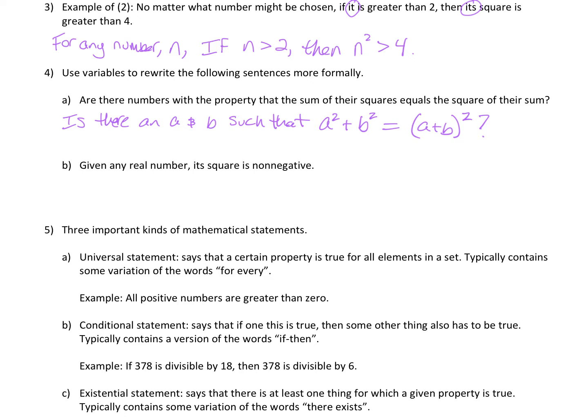And for B, given any real number, its square is non-negative. This is just a statement, and it's always true. Given any real number, if you square it, it is non-negative, meaning 0 or positive. Okay, so there's that vague pronoun. We are going to use a letter. Let's call it x. So given any real number x, its square, which would be x squared, non-negative means bigger than or equal to 0.